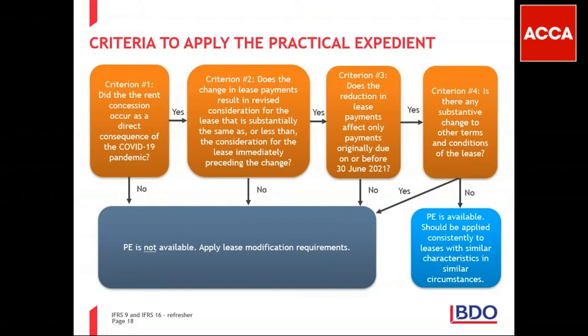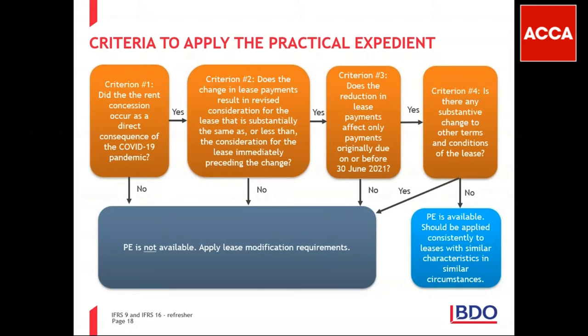If any one criteria is not met, then the lessee is required to assess whether the rent concession is a lease modification or not. So the first criterion requires that the rent concession must occur as a direct consequence of the COVID-19 pandemic. The amendments do not provide further guidance on how to evaluate this criterion. The companies will have to exercise judgment when determining whether the rent concessions are directly related to COVID-19 and are not related to any other market or economic factors.